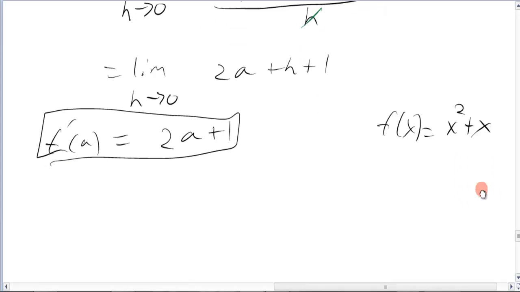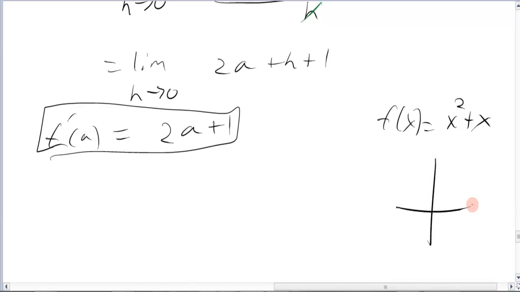Now our original function was just a parabola, right? Some kind of parabola. We'll just do a quick sketch. We know it's opening up, something like this. Okay, great. So what the derivative is saying is, hey, you tell me an x value, you tell me the x value 2, I will tell you the slope of the tangent line at 2 for that graph.